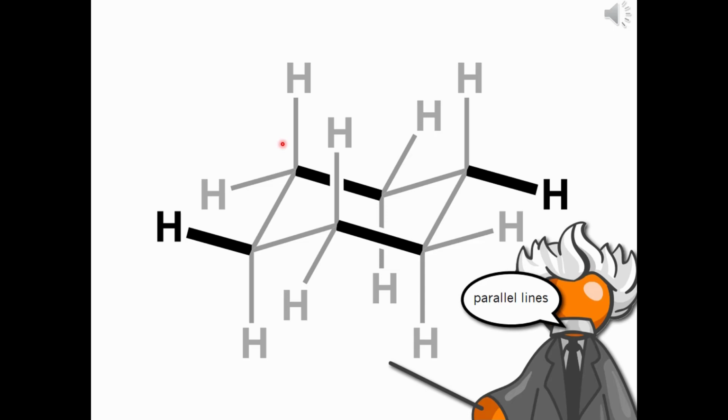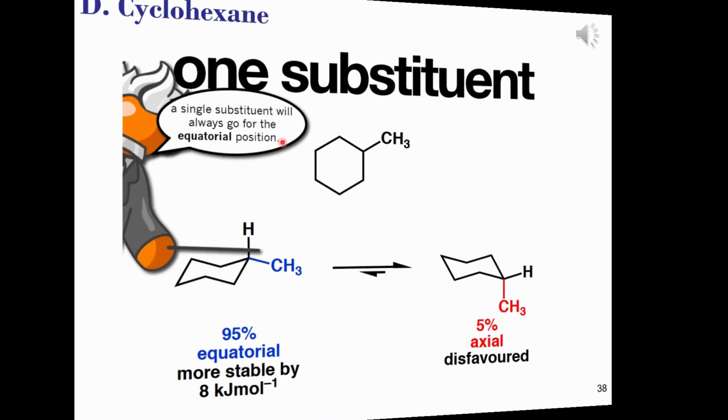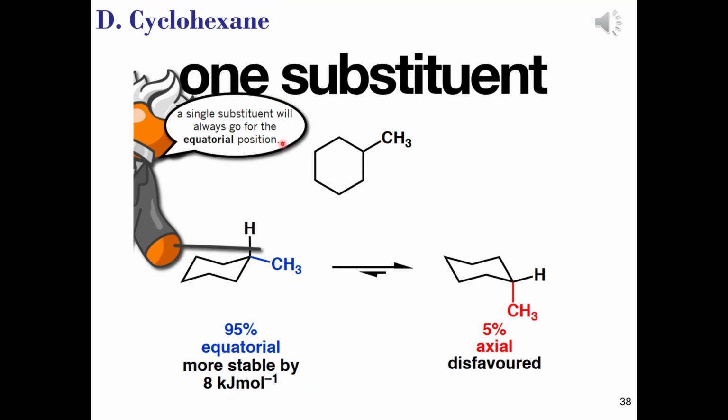Let's now think about drawing these substituents onto our cyclohexane ring and thinking about the relative energies of these substituents compared with one another. When cyclohexane is substituted with one substituent, that substituent will always try to go for the equatorial position, and the reason is that it is more stable. So 95% of the time the methyl group in this case will be in the equatorial position, and 5% of the time it will be in the axial position. Let's take a look at a space filling diagram to see why this is so.